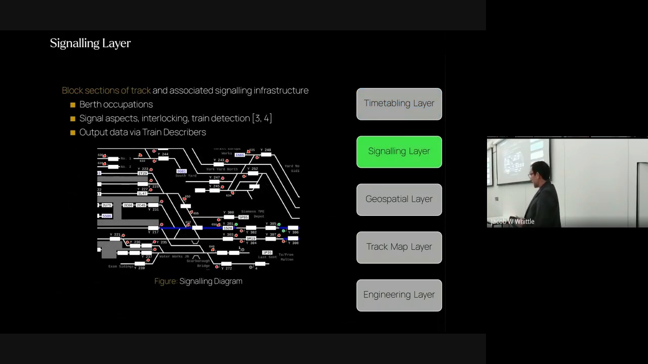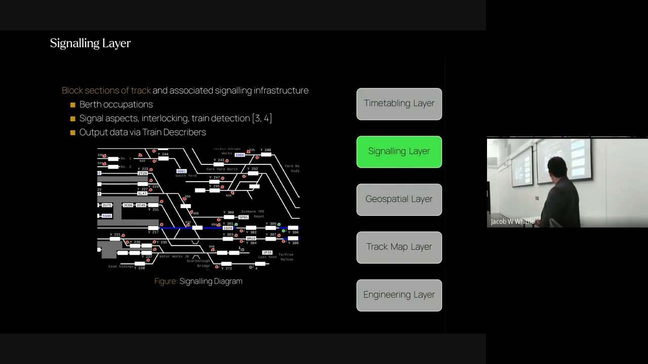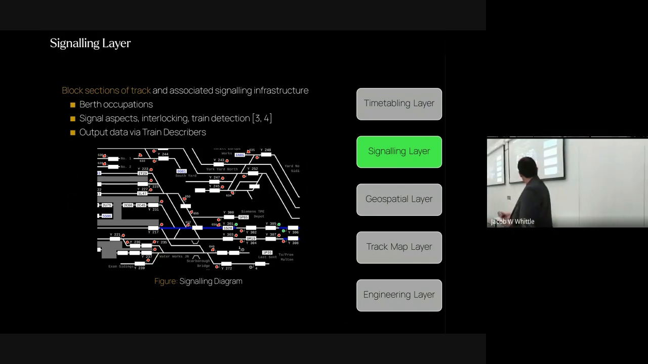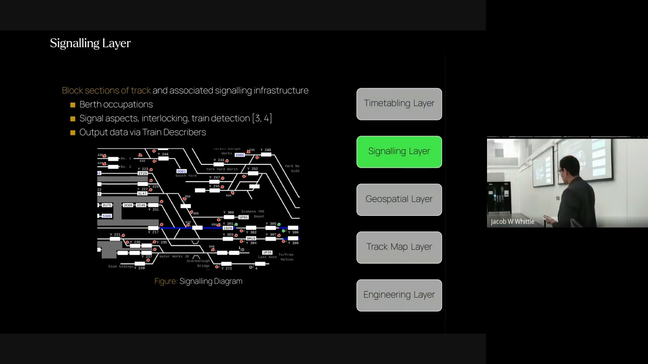Moving on now to the signaling layer. So for platform 2 at Sheffield, I have to double check my notes, this would be S104. And this indicates, as you can see in the diagram here, a train head code occupying a block section of track. We use fixed block signalling in the UK. This section of track is protected by a signal.